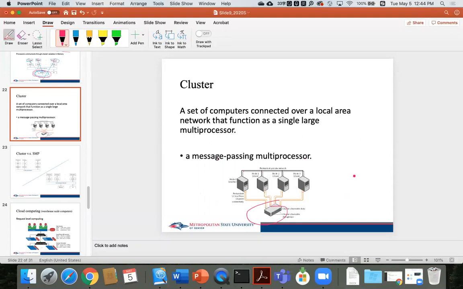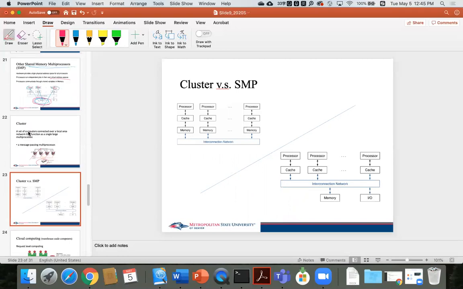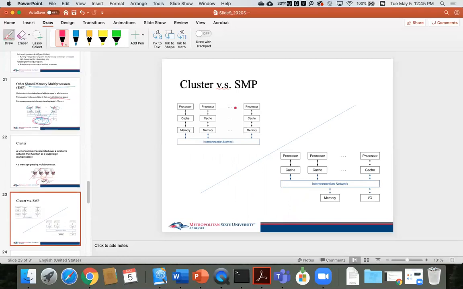So you could have a cluster machine help you to perform a really big complex task, and each computer inside of it could be responsible for one piece of the whole application. But they are separate computers. So when you compare the cluster with a shared memory multiprocessor, the shared memory multiprocessors share one piece of memory, so they do not have their individual memory. But in the cluster machine, each of them is one separate computer, right?